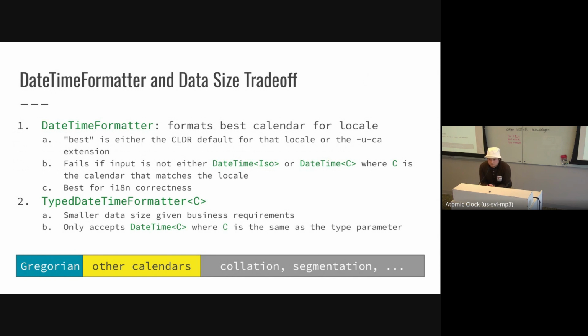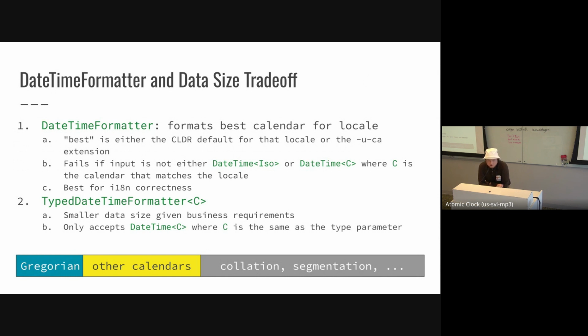We also acknowledge that there are some users who have a business need, like we're building a financial application that we only need Gregorian formatting for whatever reason. There's some business person who said we only want Gregorian formatting. So if you're in that kind of bucket, we also have another type of datetime formatter called the typed datetime formatter, which takes a calendar system as a type parameter. And it will only include the data for that one calendar system. If you've gotten to the end of the tutorial, you've hopefully seen that, where you can reduce your data size.